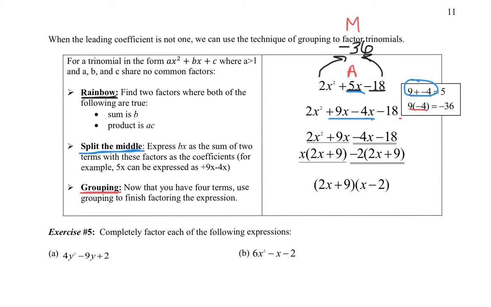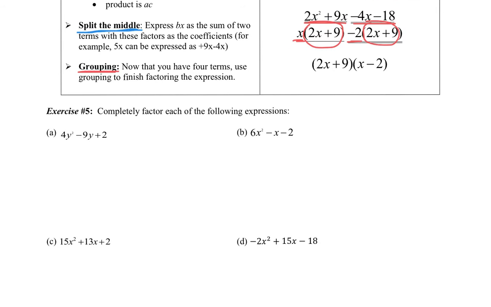So once I have these four terms, I can group, take out GCFs for each pair, right? So here I take out an x, here I take out a negative 2, and then I factor out my common binomial factor just like we did in the last lesson. So 2x plus 9, and I have left over x minus 2. So a couple extra steps, but really as long as you can group and you can find those factor pairs like we did on the last page, you should be fine. So I'm going to move the page up just so we can see the next section. So we'll go slowly through a couple and then you can try more on your own.